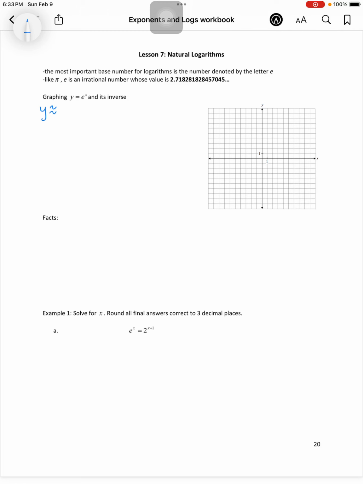Everyone, so we're going to go over lesson 7 today, and you should be doing this on your Chromebooks or on a device since I'm not going to be here today.